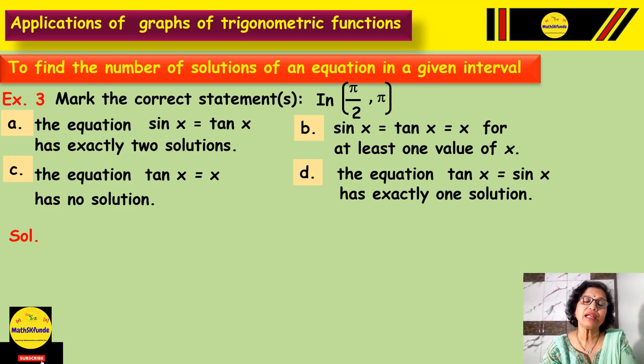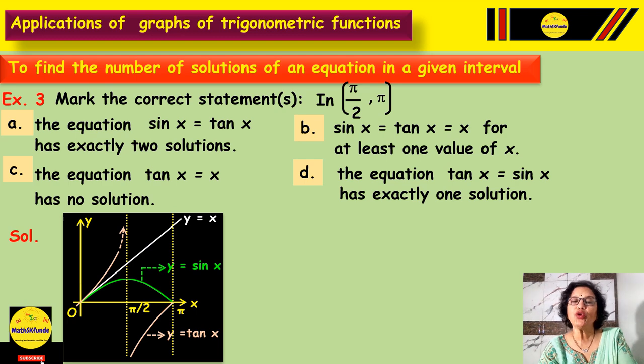Now here I have directly given you the question. You can read it carefully. Our interval is pi by 2 to pi, and those four options are talking about sin x, tan x, and x. I have deliberately taken this question here because just now we have seen how to compare graphs of y equal to sin x, y equal to x, and y equal to tan x. So I'm sure now you can apply just now what we have done here.